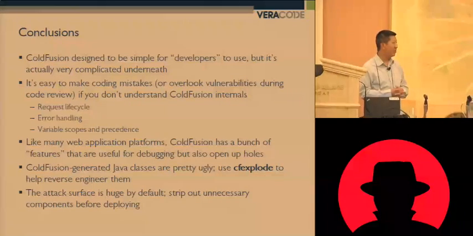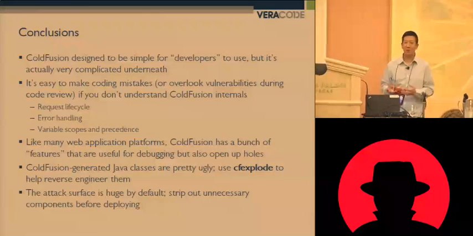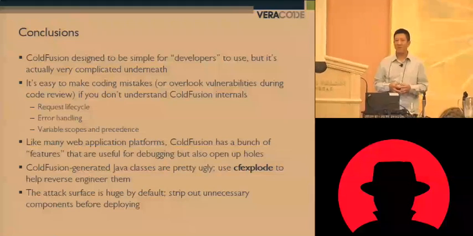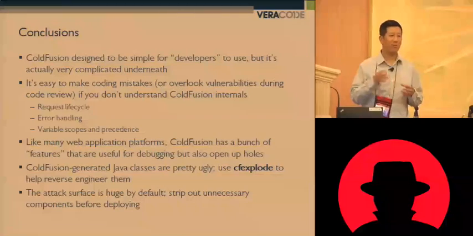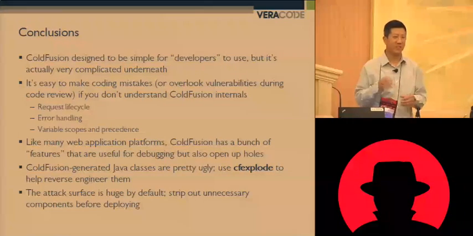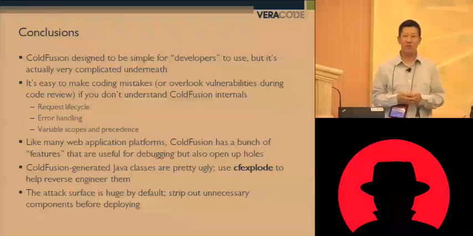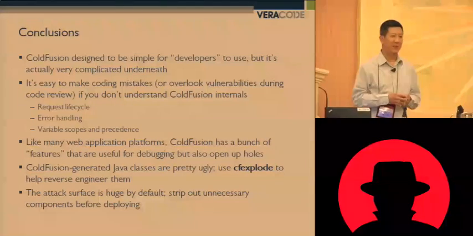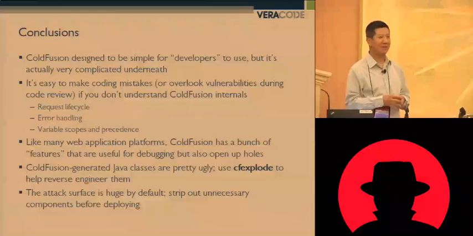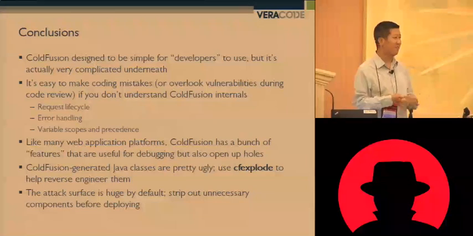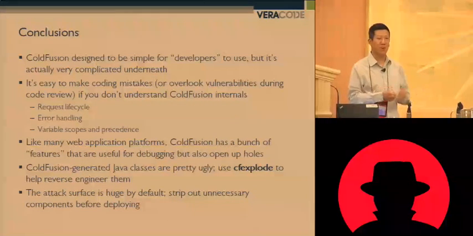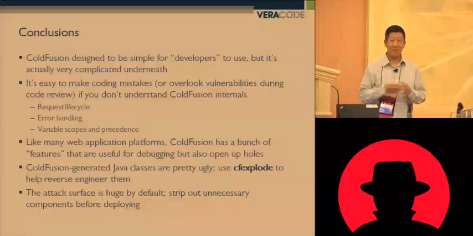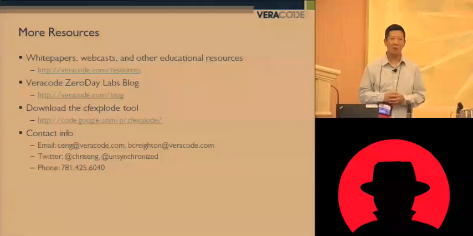And then, just generally, there's a lot of stuff there when you deploy an application. If you take a single-page ColdFusion application and use all the defaults and say build a WAR, you'll get a 120 meg WAR file. It has all these servlet mappings and the CF Administrator and all these things turned on. So always strip out unnecessary components before deploying an application, and verify that they actually were stripped out before you put it out there.